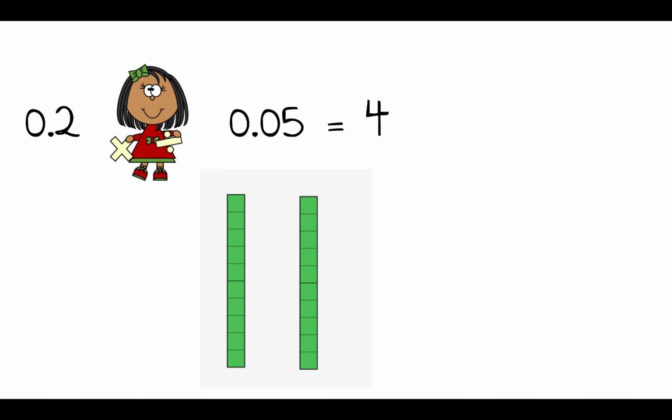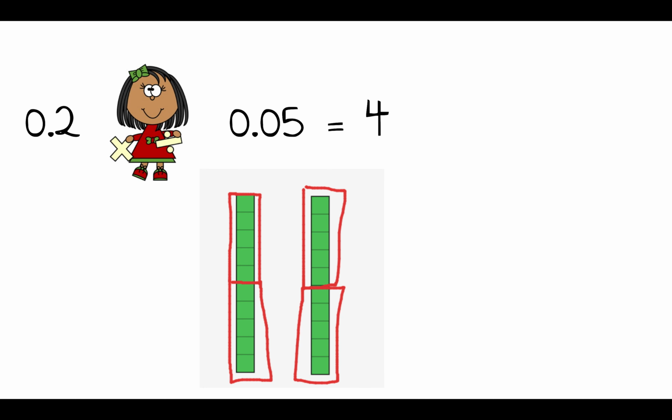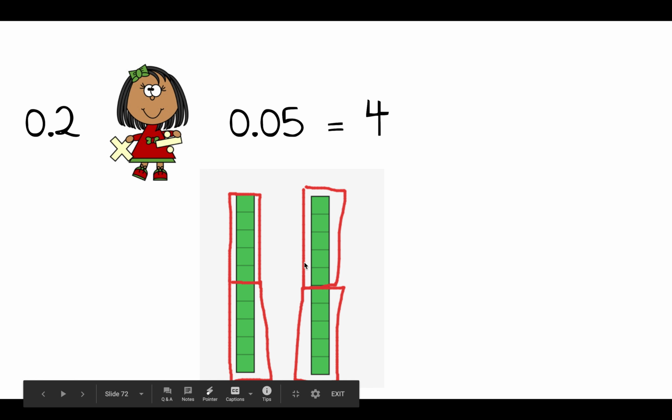Now here's another one. I have 2/10 and I'm splitting it into groups with 5/10 each. My answer is that there are 4 groups. Did I multiply or did I divide? Yep, you are correct, I hope. I divided. I had my 2/10 and I divided it into groups of 5/100 each. Did I say tenths before? I meant hundredths. I divided my 2/10 into groups of 5/100 each, and there were 4 groups.